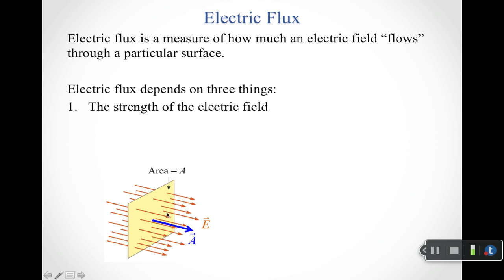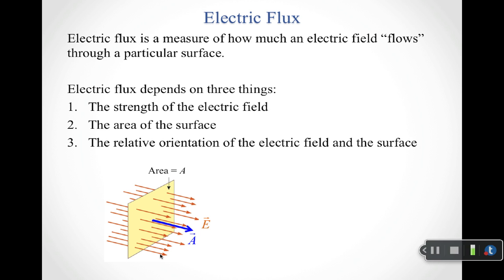One is the strength of the electric field. The strength of the electric field basically tells me how clumped together these arrows are. If I have a very weak electric field, I don't have very many arrows. If I have a very strong electric field, I've got a lot of arrows drawn. So clearly the stronger the electric field, the more electric field lines will pierce my surface. The second is the area of the surface. In the same way we talked about with the window, a very small surface doesn't have the opportunity to catch a lot of electric field lines. If I have a very large surface, that's obviously going to be pierced by more electric field lines.